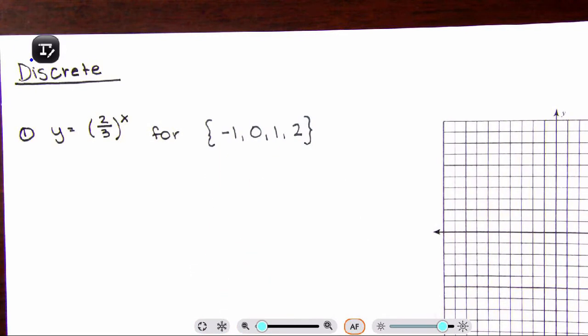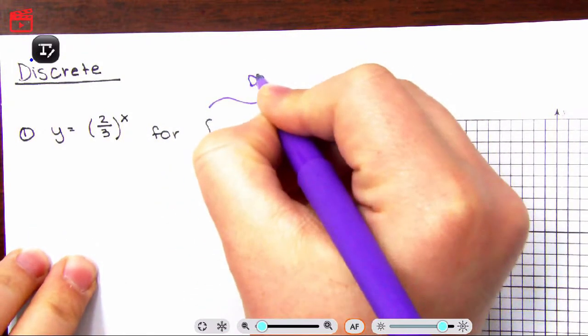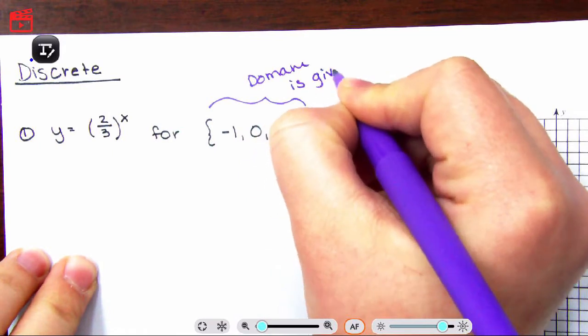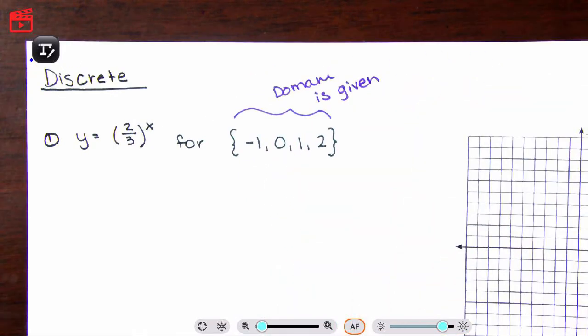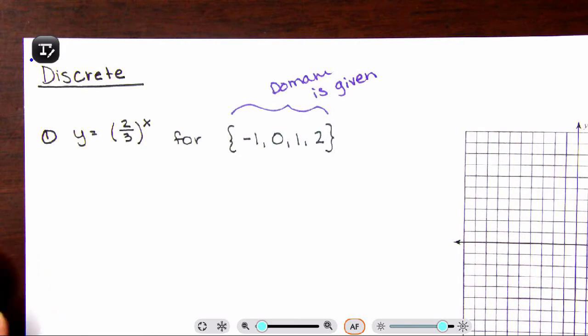This is the given domain. Because it is given, we can only use those values. We cannot use any other value at all. For whatever reason, we can't do it. So how are we going to graph this? We're basically going to do the exact same thing, except now we don't get to choose our values. The values have been chosen for us. So let's go ahead and start.